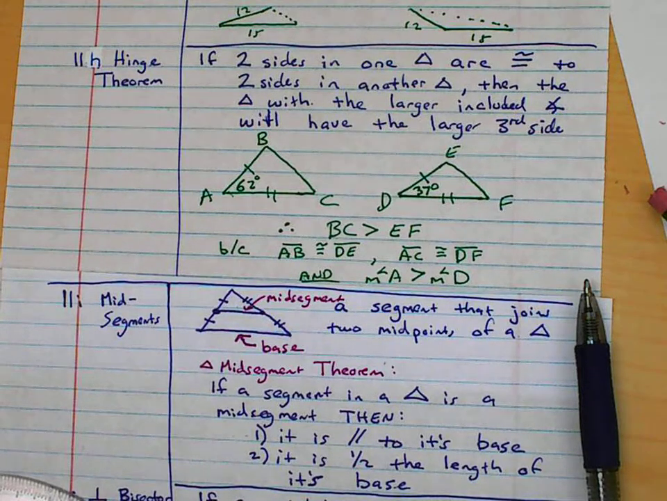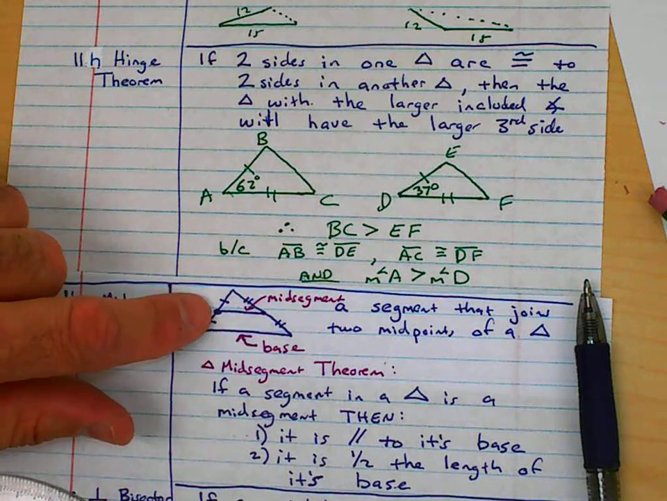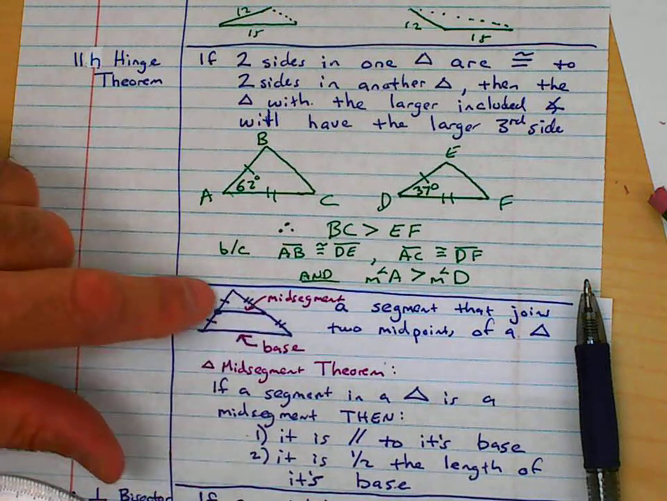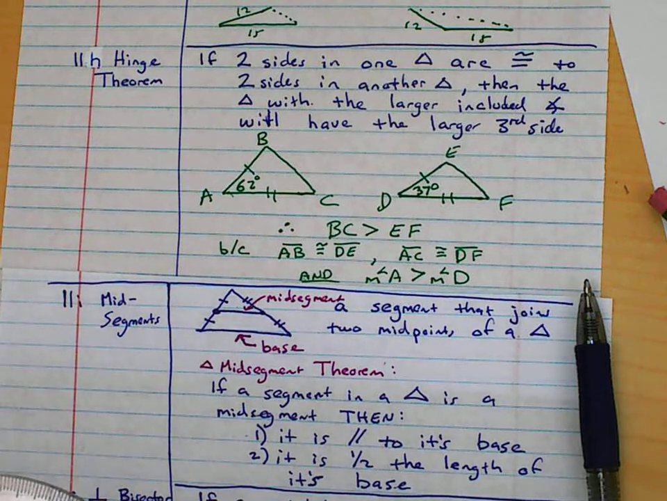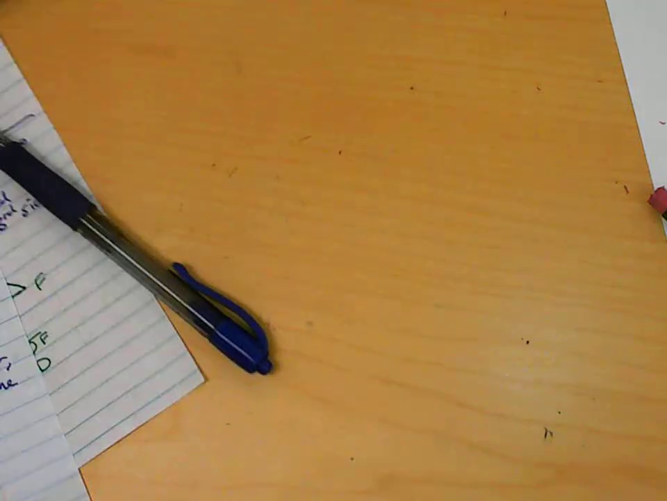a mid-segment is defined as a segment that joins the two midpoints of a triangle. The mid-segment theorem says if the segment in a triangle is a mid-segment, then it is certainly parallel to the base that is not involved with those midpoints. So these two midpoints have these sides, and that's the base. It's going to be parallel to that base, and it's also going to be half the length of its base. So both of these, and then, like I say, it's also parallel. So let's go ahead and look at some situations involving this.